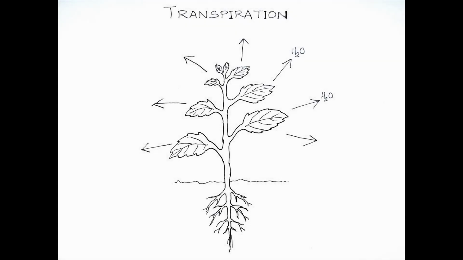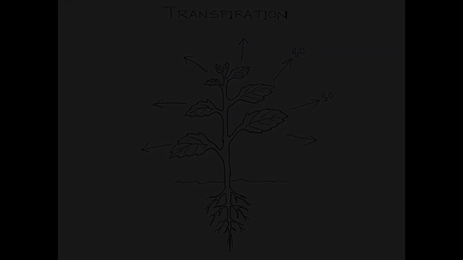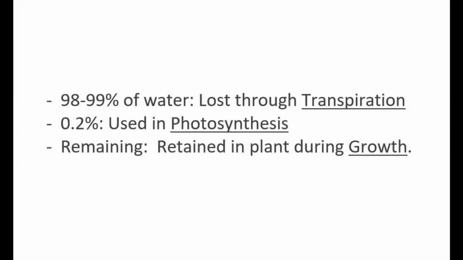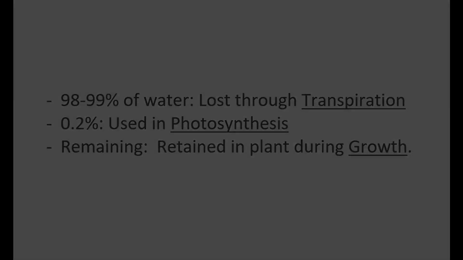Transpiration is an important physiological phenomenon found in plants whereby they lose water in the form of water vapor from the aerial parts and into the atmosphere. About 98 to 99% of the water absorbed by a plant is lost through the process of transpiration. Hardly 0.2% is used in photosynthesis, while the remaining is retained in the plant during growth.